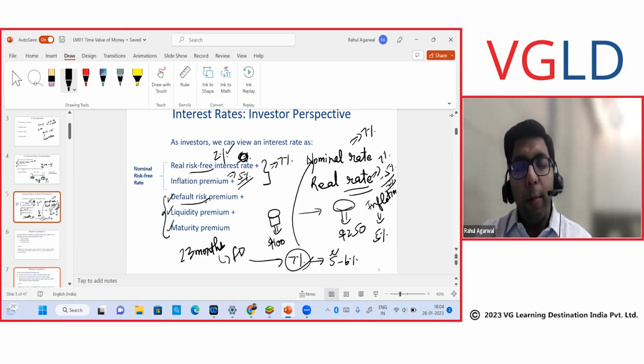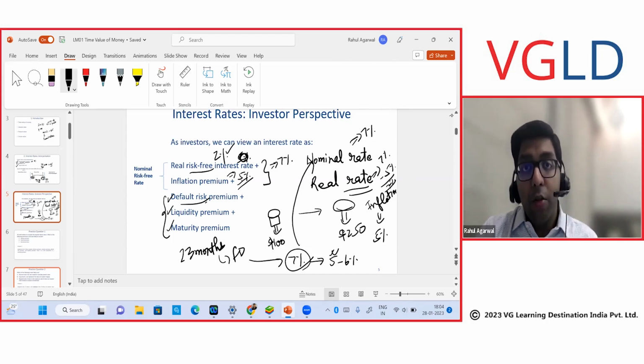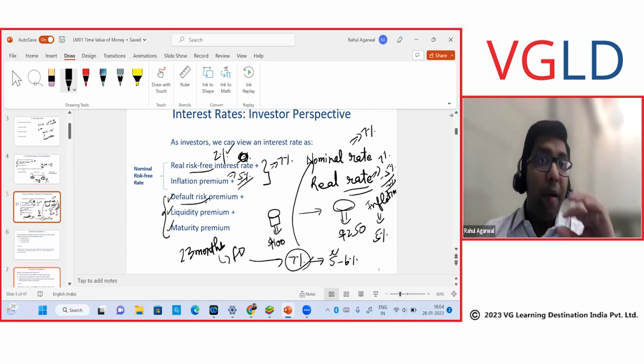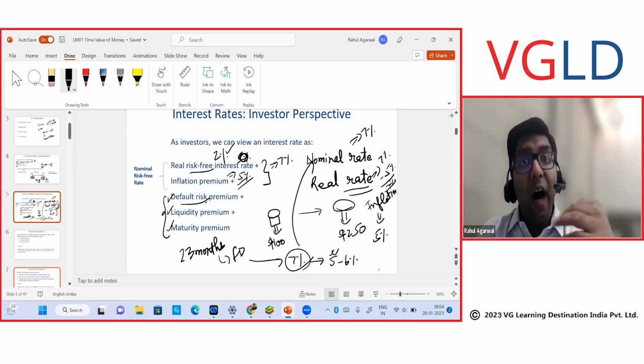So if today Adani comes out with a bond and says that we want to borrow money, people like us who are going to lend them will say, boss, you are very risky. I will not lend you at 7%. I want 10%. So that extra 3% that you are charging is called default risk premium. You are charging higher rates because you are expecting that the company is risky. So if I'm taking a risk with you, I want higher returns. So that is called default risk.